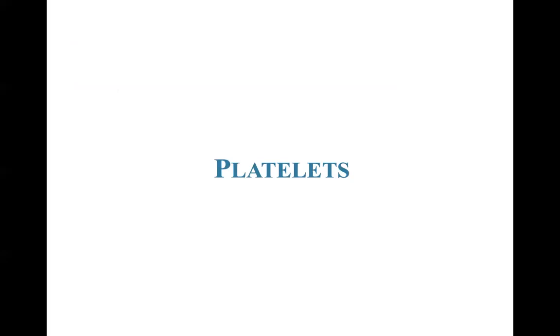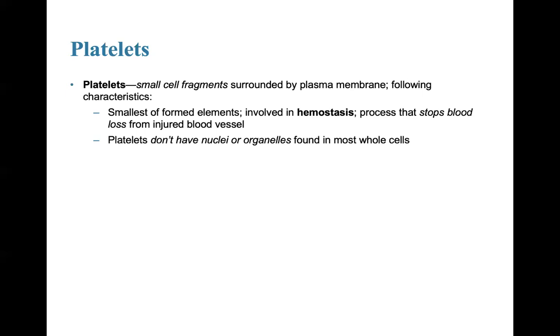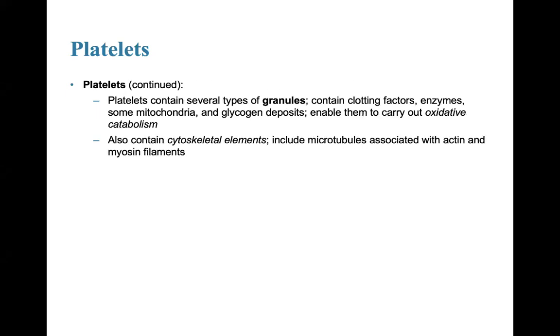The third and final part of our formed elements in blood are platelets. Platelets are small fragments surrounded by the plasma membrane with the following characteristics. They are the smallest of the formed elements involved in hemostasis, which is blood clotting. Platelets do not have nuclei or organelles, and they're actually not even whole cells anymore. They are cell fragments. That's how they're classified.